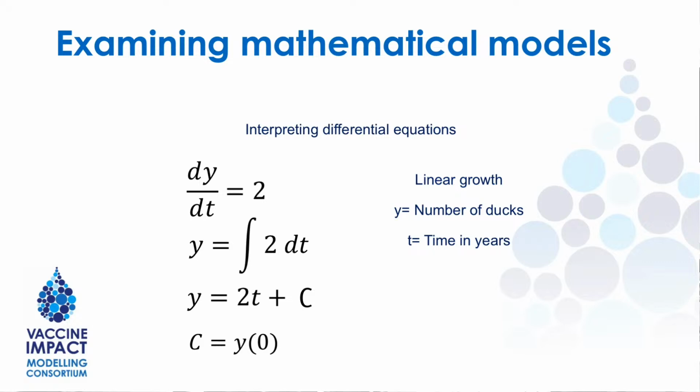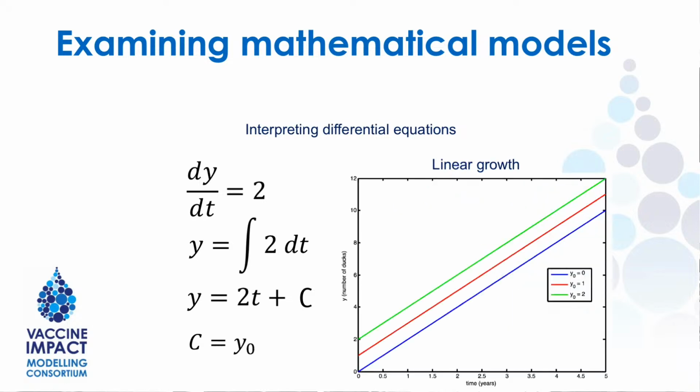Given that context, what we're saying with this equation is that every year, our number of ducks increases by 2. So our rate of change is constant. What does it look like? Well, we've solved it, we've integrated, and we've got a nice straight line. And here we've got multiple straight lines because we might have a different initial condition or a different initial number of ducks. The blue line is saying that we started with no ducks, and then every year we got 2 more ducks.